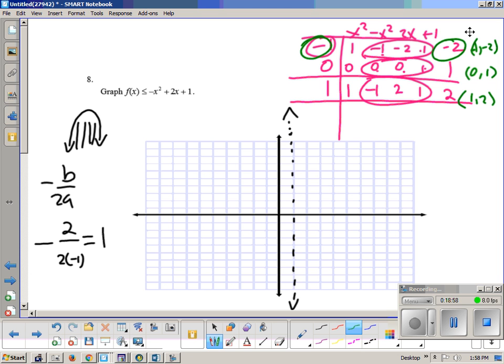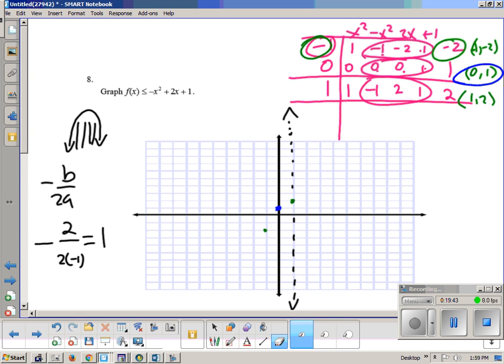Okay, so first one is negative 1, negative 2, then 0, 1, and 1, 2. Okay, something's wrong. I probably did something wrong here. What did I do wrong? Oh, 0, 1 is not there. 0, 1 is right here. That's why. Sorry. So I noticed it wasn't the parabola. It didn't look correct. So hopefully you will do the same if you graph it wrong. So this guy is wrong.